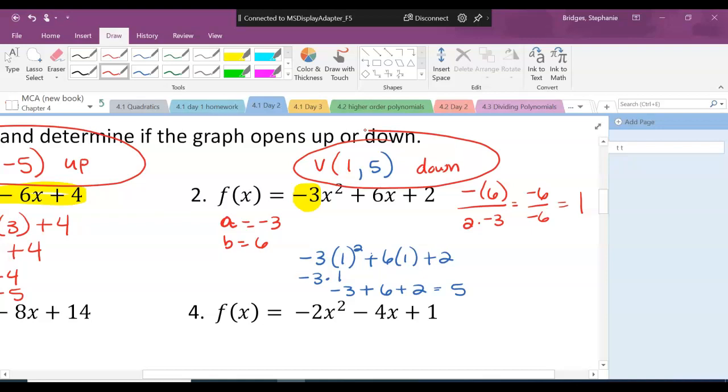Is everybody kind of okay with that one? Okay, go ahead and work on 3 and 4. Find the vertex and tell me if it opens up or down for both 3 and 4.